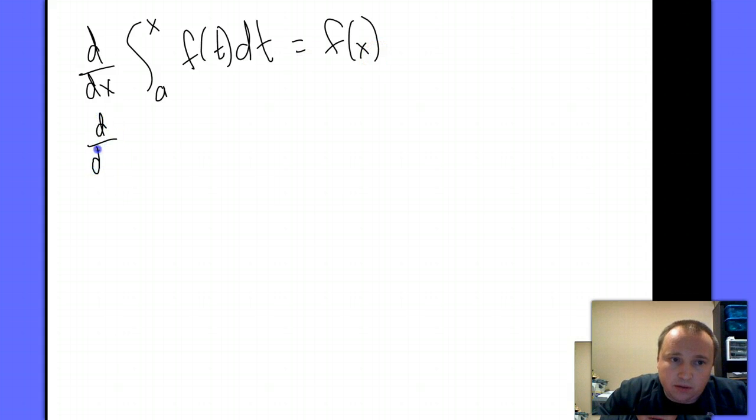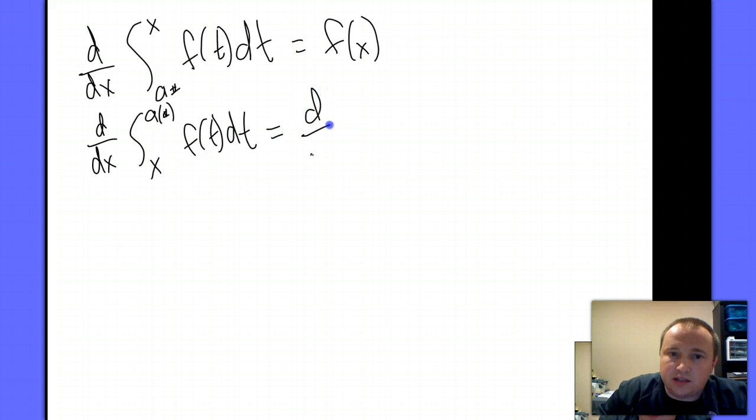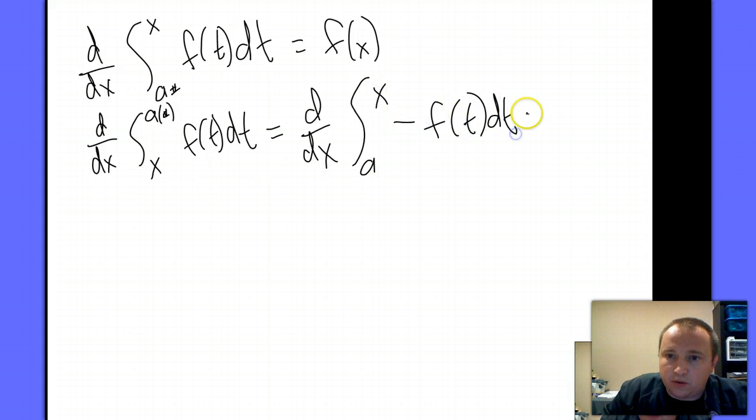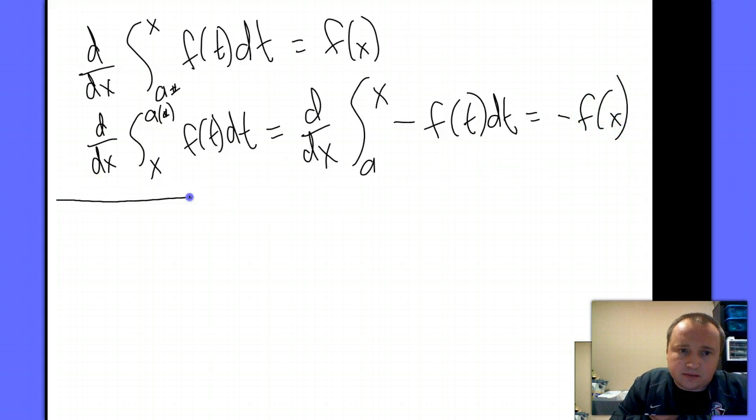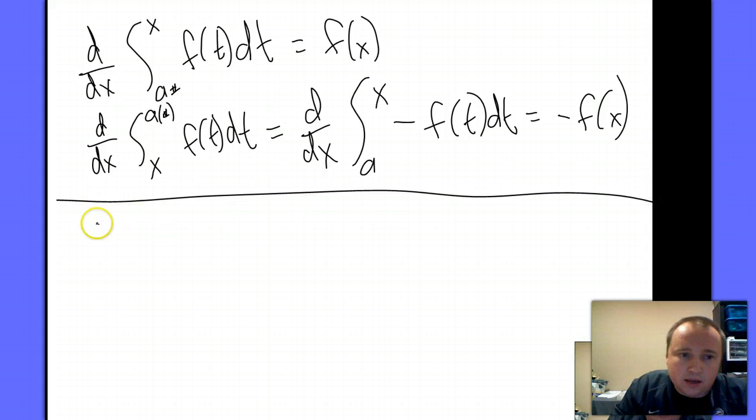The tricky one would be the derivative where a is just a number. Okay, let's start with that. So if it goes from a number to x of f of t dt, well, that's the same thing as writing d/dx times the integral of a to x of negative f of t dt. So when I do this one, it's just going to be negative f of x. That's round one.